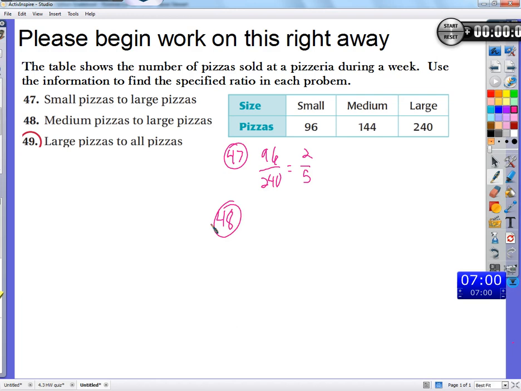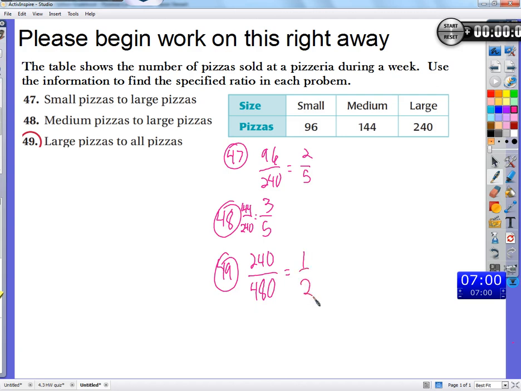What's that? 3 over 5? How'd that start out? 240. And large pizzas to all pizzas. Starts out as 240. Where'd 480 come from? Just add them all up.